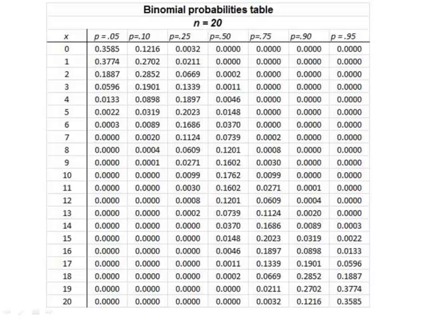So I put a binomial probabilities table in here just like you'll have on your test. So we look in the p equals 0.25 column and look at where x is equal to 3, and we just pick out that value. So our value is going to be 0.1339.